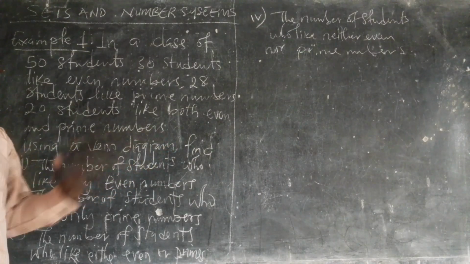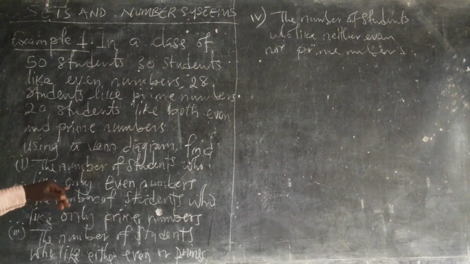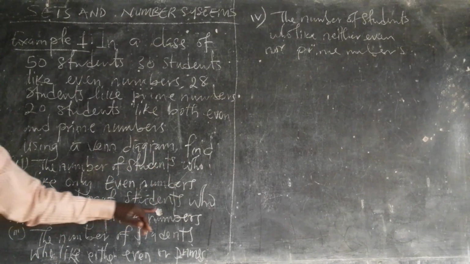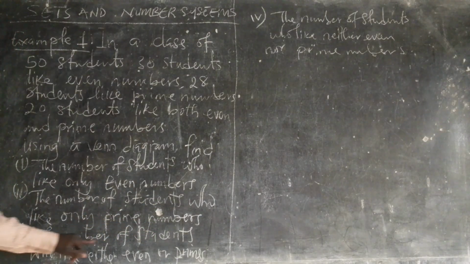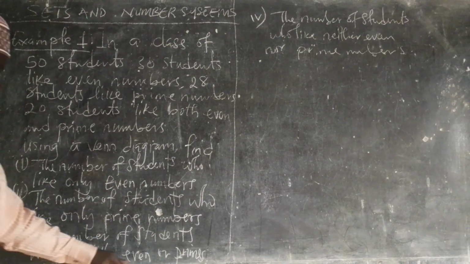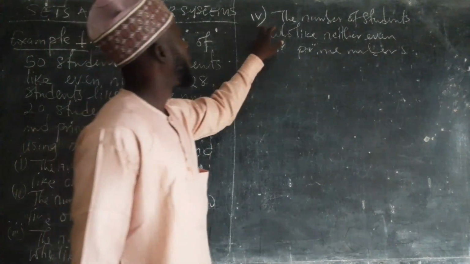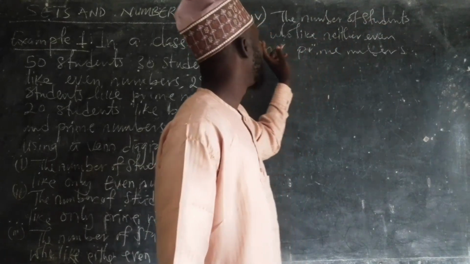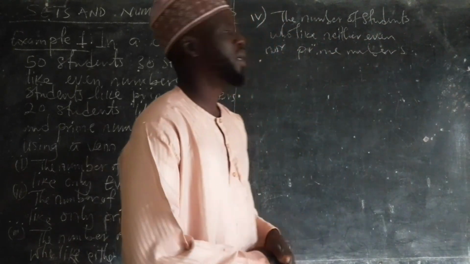Using a Venn diagram, find the number of students who like only even numbers, the number of students who like only prime numbers, and the number of students who like either even or prime numbers. And the fourth question is: the number of students who like neither even nor prime numbers.